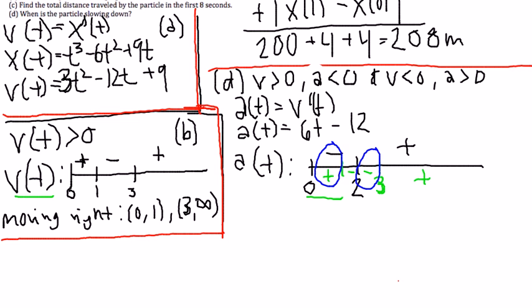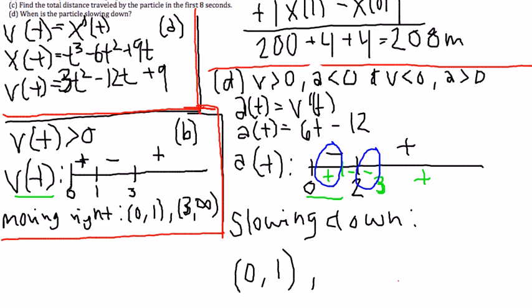So for part D, we can say that it's slowing down at intervals of 0 to 1 seconds and 2 to 3 seconds. And that's it for this problem.